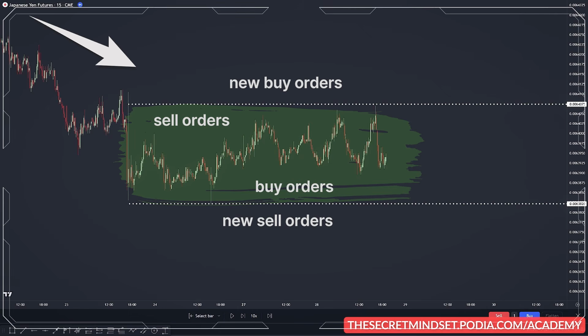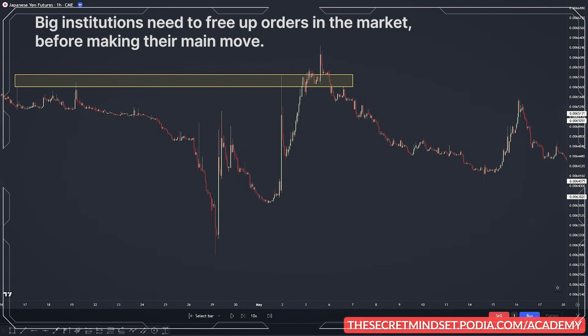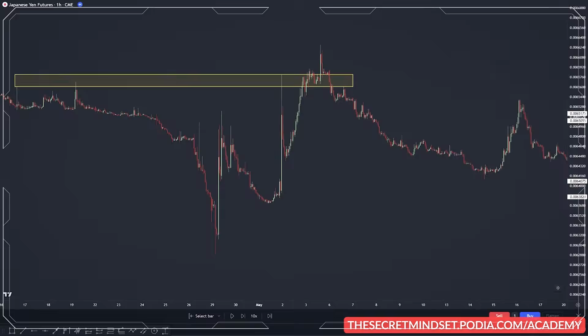This is where big players come in. Banks and hedge funds trade huge orders, and they need a lot of liquidity to do this. Let's say a big institution wants to sell. They need to free up orders in the market. This is done by triggering stop losses. They might push the price up first, hitting those stops before selling big.